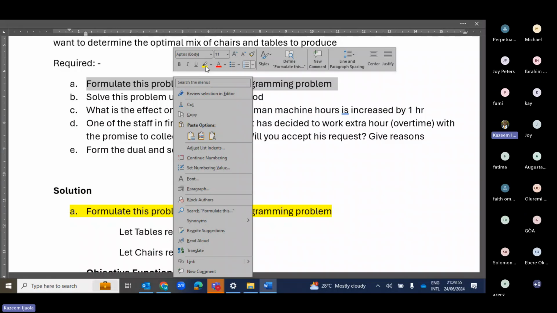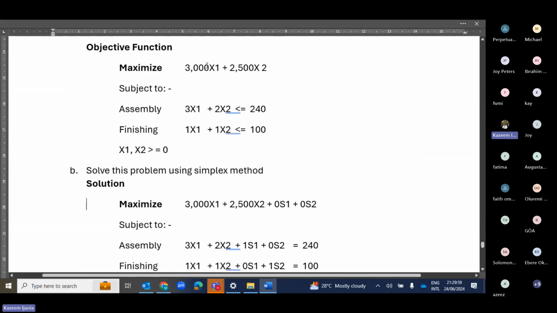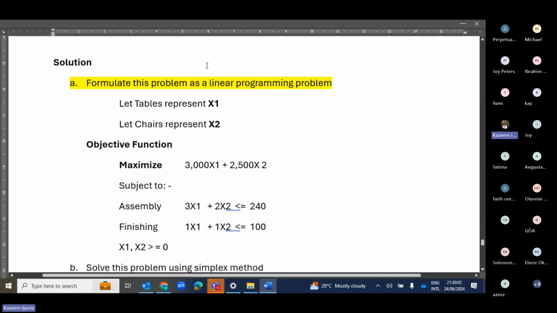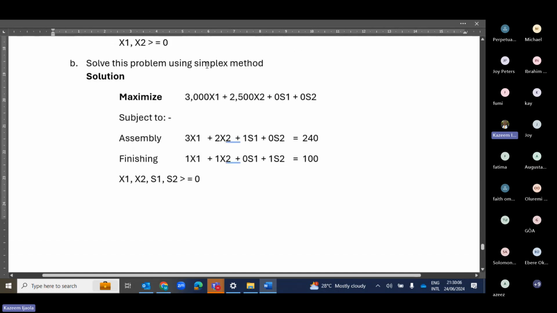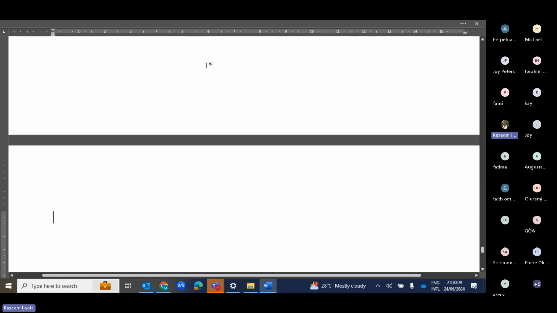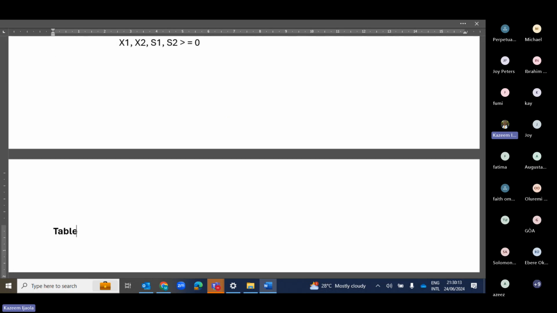We have already formulated our linear programming problem, and we have to solve it with the simplex method. So the first thing we've done is that our simplex equation is ready. This is our simplex equation. The next thing we need to do is start our table. The first one we'll do is table 1. Let's start with table 1.